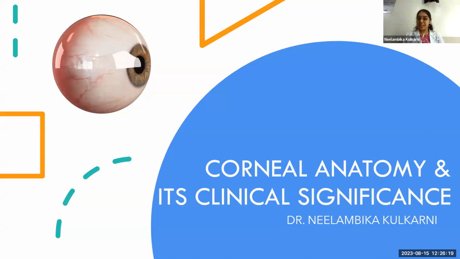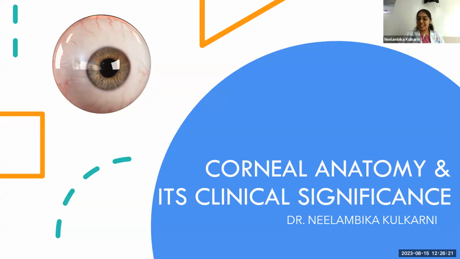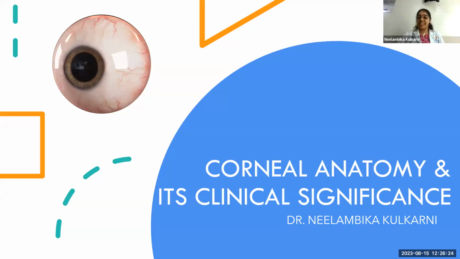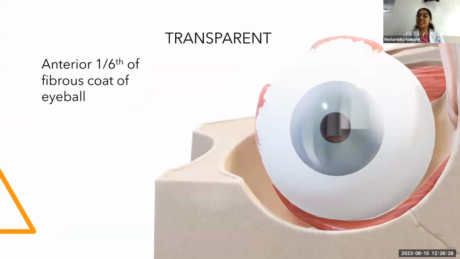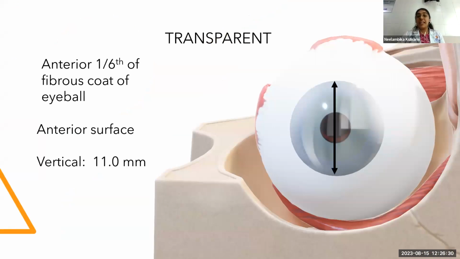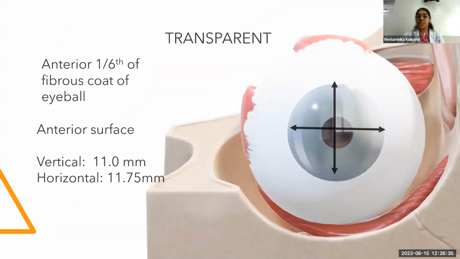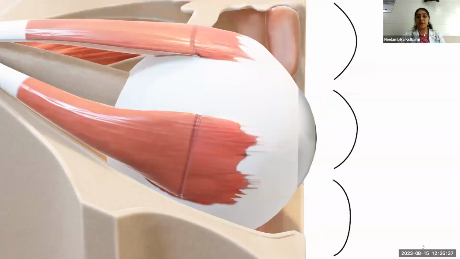Okay. So, good afternoon, class. Welcome to ophthalmology. And today's class is on corneal anatomy and its clinical significance. So, we all know that the cornea is transparent. It forms the anterior one-sixth of the fibrous coat of the eyeball. The anterior surface is elliptical in shape with the horizontal diameter being more than the vertical diameter.